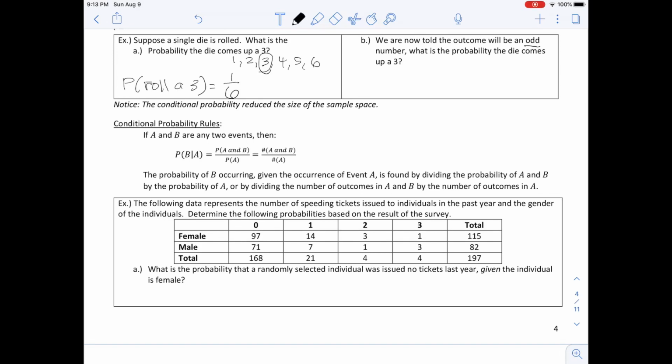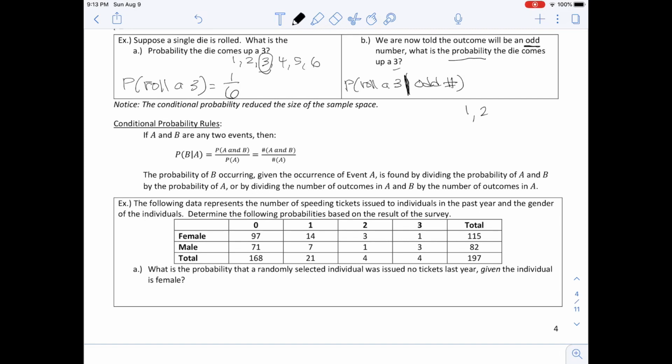Part B, though, is different. Part B says we are now told that the outcome is going to be an odd number. So we are given information and hence a conditional probability. What is the probability that the die is going to come up with a 3? So this time we know, what's the probability that it's going to roll a 3, given, and we use that straight up and down line that we saw up above, given it's an odd number.